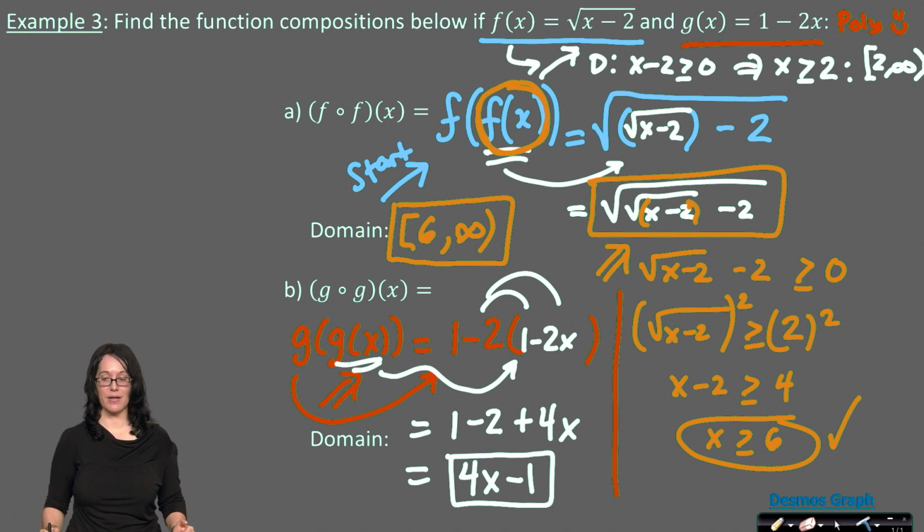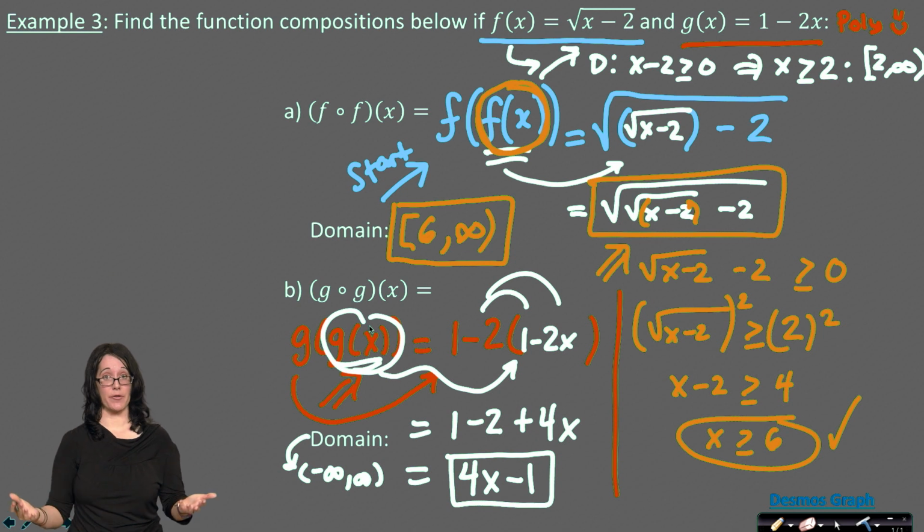In this case, though, the line is growing at a rate of 4 units for every 1 unit, instead of falling at a rate of 2 for every 1. So it has changed dramatically by inputting this line into itself. But notice that the domain is still negative infinity to positive infinity, because both the original nested function g of x was a polynomial, and so was the answer. The actual composite function is a polynomial, so the domain is still negative infinity to infinity.